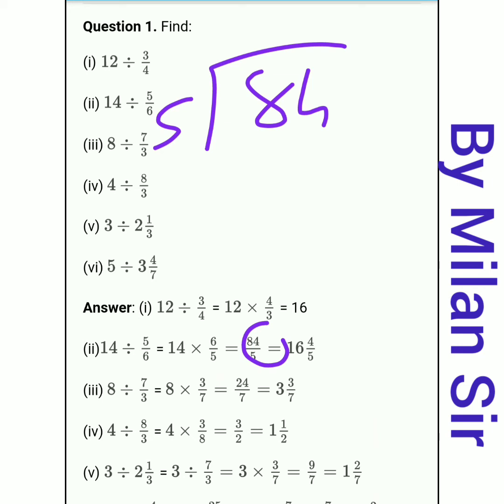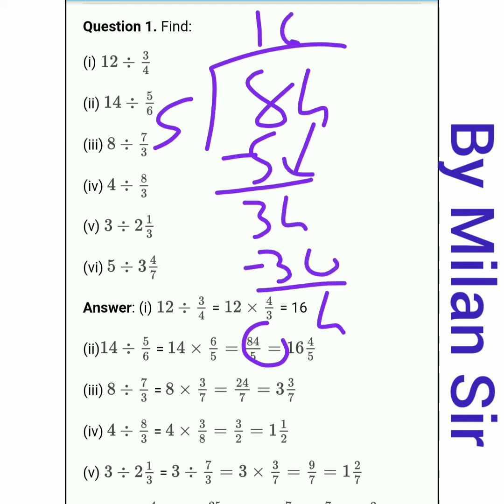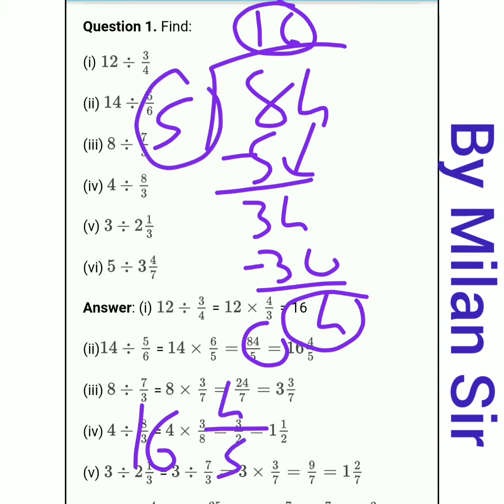Okay, so 84 divided by 5. So 5 ones are 5, 3, then 4, 34, 5 6s are 30, remainder 4. So how do we need to write the answer? This is 16 4 divided by 5. 16 integer 4 by 5. This is our final answer.